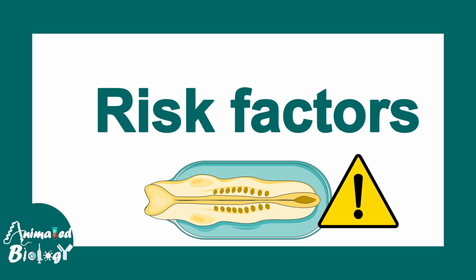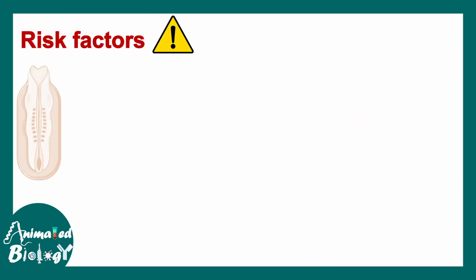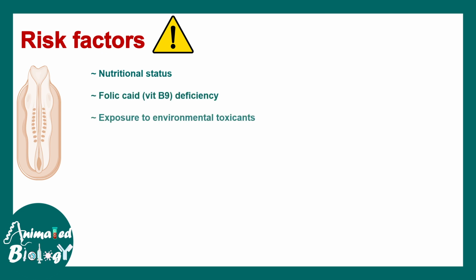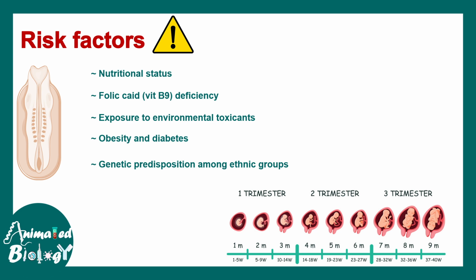Now let's talk about the risk factors of spina bifida. One of the biggest risk factors is malnutrition. So nutritional status, especially folic acid deficiency, then exposure to environmental toxicants, obesity and diabetes are the potential risk factors. And above all, there is some genetic predisposition among some ethnic groups which makes them more vulnerable to developing neural tube defects.